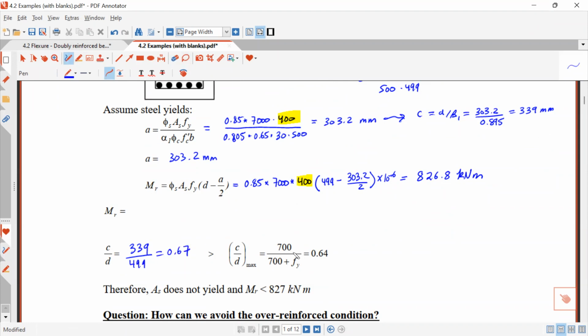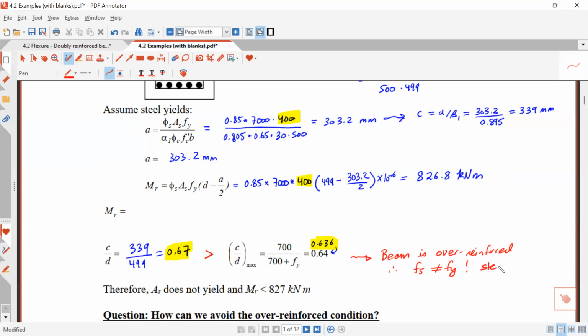If you remember, what's the c over d max? It's 0.636, or 0.64. So we can see we're above that. What does it mean here? We have 0.67, and the limit is 0.636. It means the beam doesn't yield, right? It's larger. We called it an over-reinforced beam. So the beam is over-reinforced. Therefore, Fs is not equal to Fy.